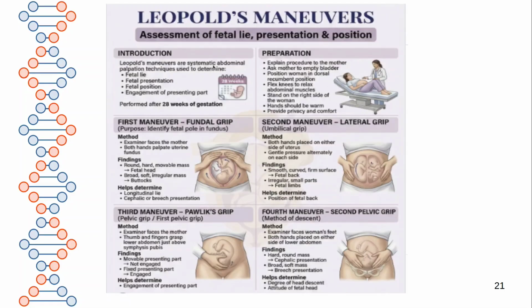Introduction. Leopold's maneuvers are systematic abdominal palpation techniques used to determine fetal lie. By following these maneuvers, we can identify fetal lie, presentation, which is the presenting part, fetal position, in which position the fetus is situated, and engagement of the presenting part. This is performed after 28 weeks of gestation. Please remember this: Leopold's maneuver is performed after 28 weeks of gestation.